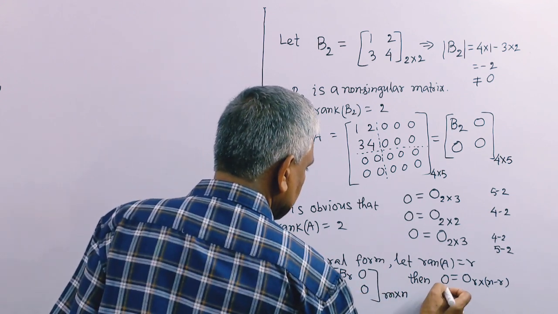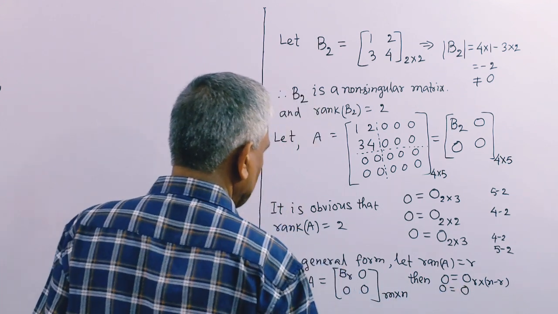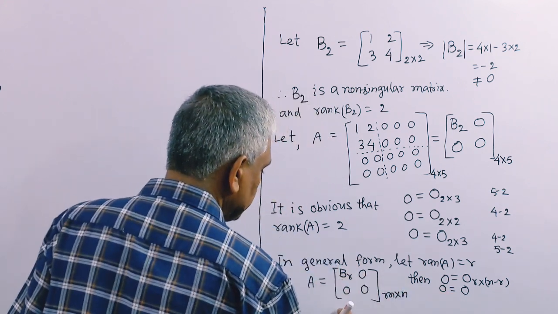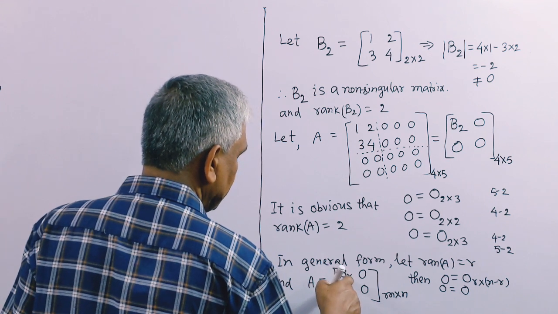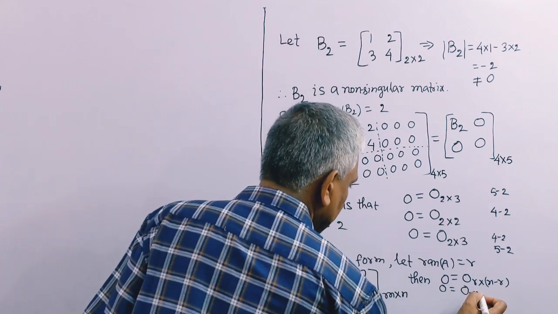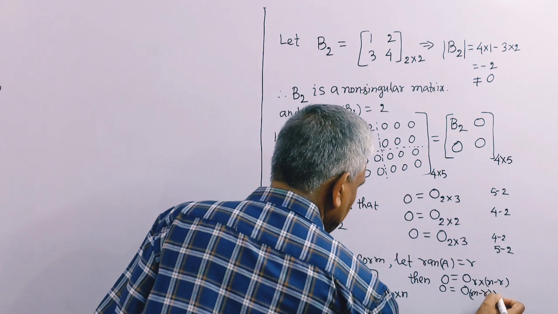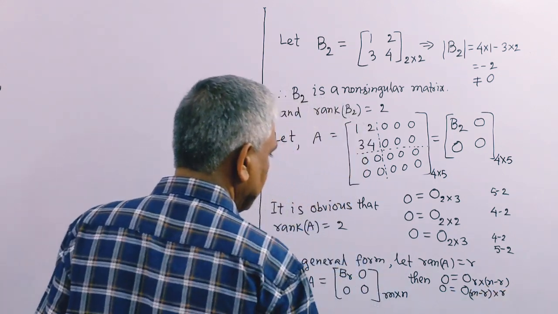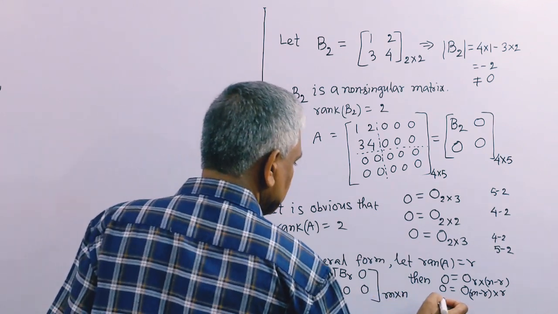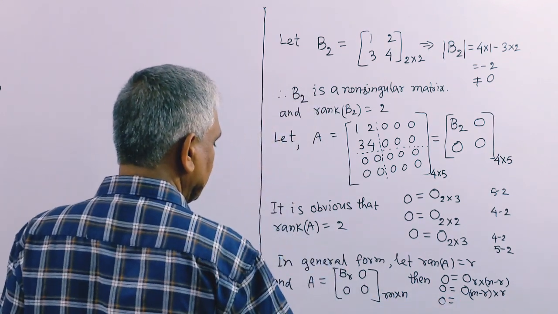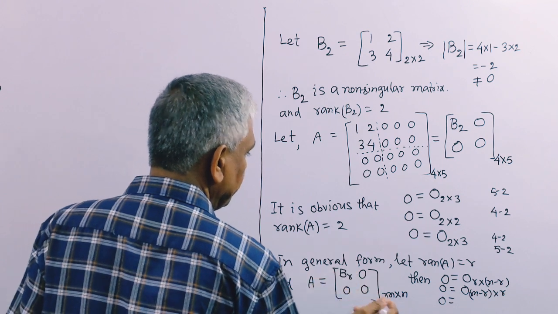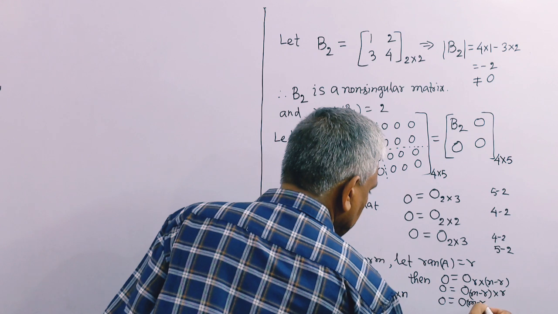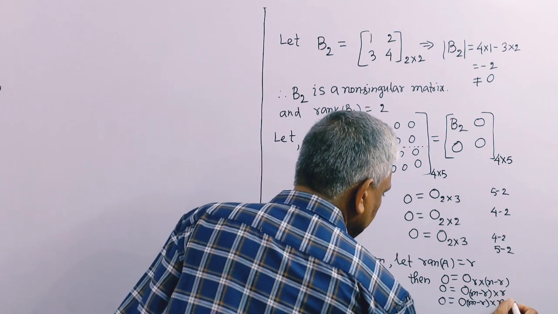This zero matrix is of order: the number of rows is the total number of rows m minus r, by the number of columns r. And this zero matrix will have m minus r rows and n minus r columns.